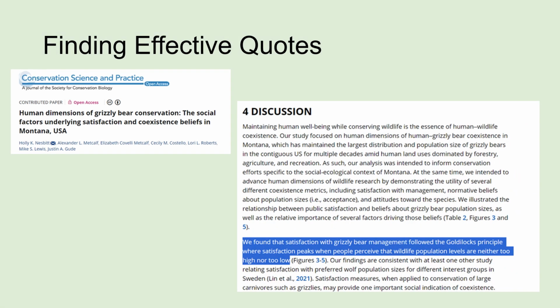So I scrolled down to the discussion section where the authors are interpreting the results for me, and it's a great place to find those really clear, succinct quotes. So for example, in this discussion, we found that satisfaction with grizzly bear management followed the Goldilocks principle, where satisfaction peaks when people perceive that wildlife population levels are neither too high nor too low. Again, just a really succinct quote that is just saying exactly what the study found.